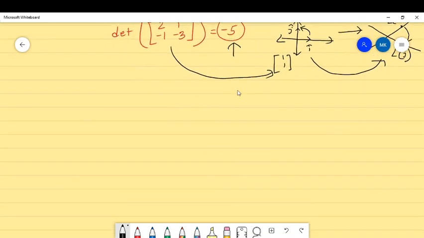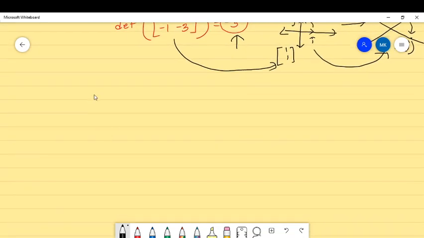It is difficult to draw the 3D space here, but let's try. Let's say these are the 3D coordinates, and you have a cube like this. Let's say this is your I cap, J cap, K cap.